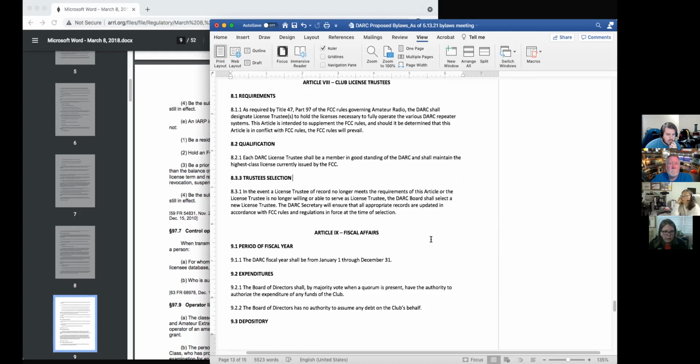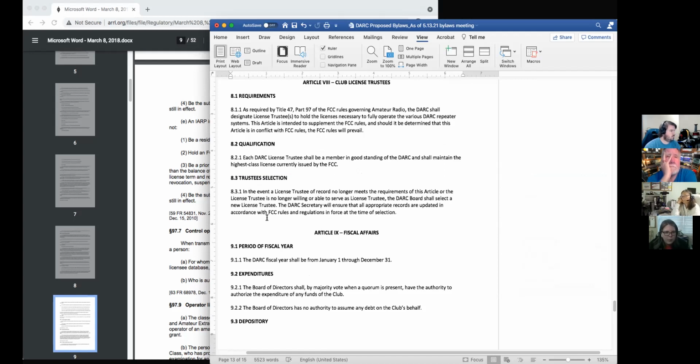Why is that 8.3.3? Trustee selection, 8.3.1. But why isn't it just 8? I see what you're saying. Good catch. It's a good thing about reading the things. Those are easy to miss.